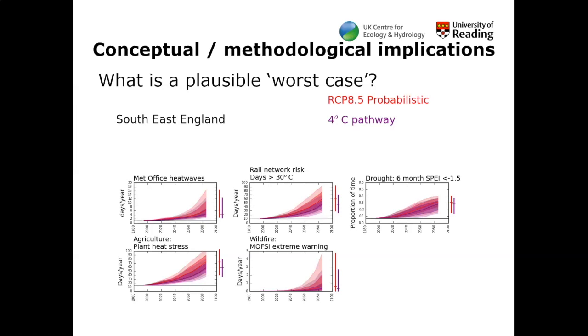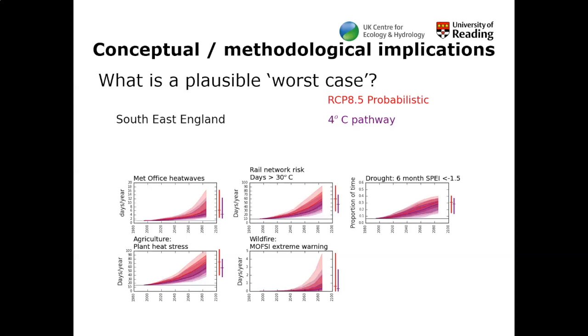This panel here shows, again for a particular location, again for a subset of indicators, the difference we see in risk through the 21st century with the high pathway, RCP 8.5, and the 4-degree pathway. For some of the indicators, the RCP 8.5 pathway implies quite higher impacts or consequences than the 4-degree pathway.